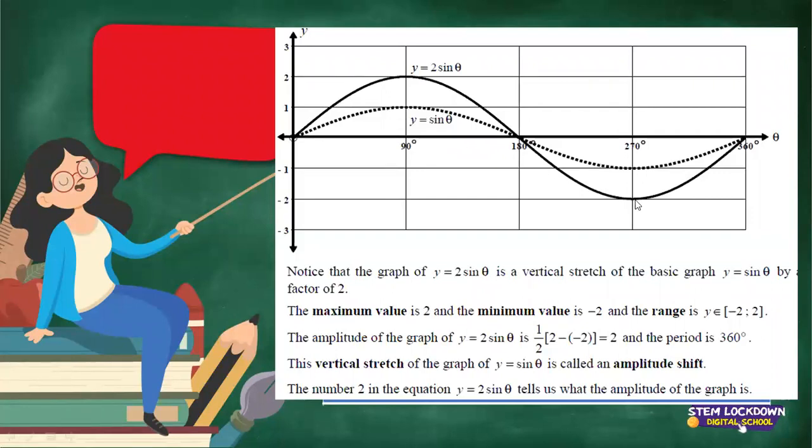Then you connect the points and have a graph like this. Okay. So about this graph now, what can we say about it? What is the maximum value? The maximum value is 2, and our minimum value is -2. And then what is our period now?